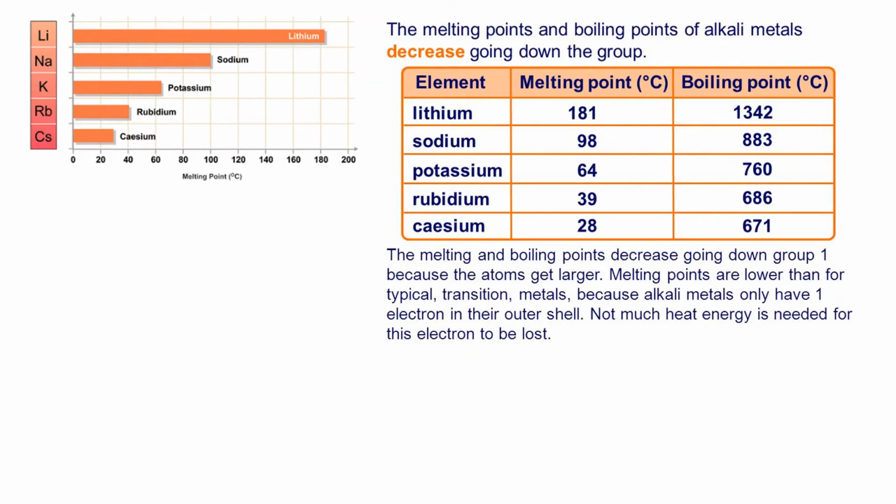Now this is because the outer electron gets further away from the nucleus. As the electron gets further away from the nucleus, it doesn't need that much energy for the outer electron to be lost.